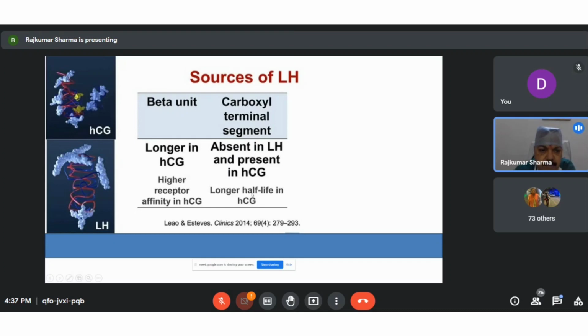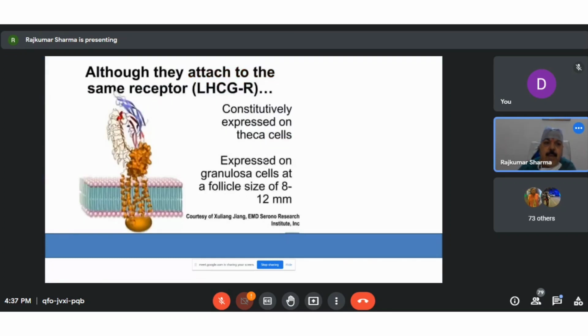The chances of ovarian hyperstimulation are much more. But since this carboxyl terminal segment is absent in the LH, the half-life is less. So with the result, the chances of ovarian hyperstimulation would be reduced if you add recombinant LH in comparison to HMG containing SCG as a surrogate LH.